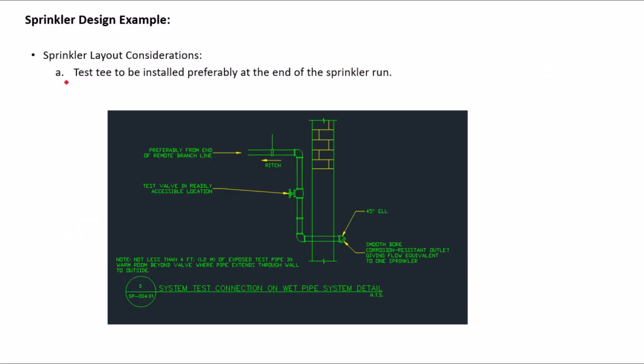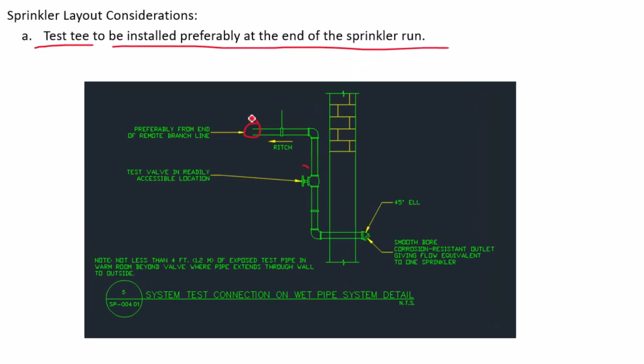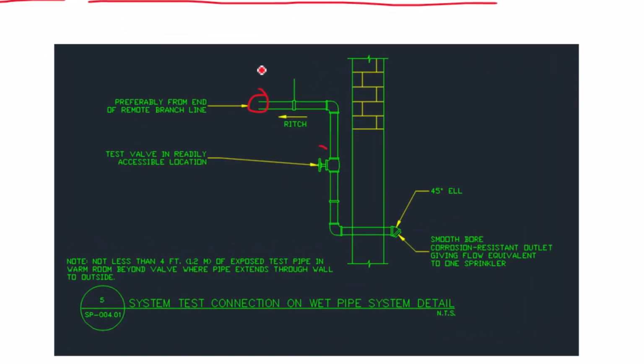So we're going to talk about the test tee, and that is to be installed preferably at the end of the sprinkler run. So this is the sprinkler system, and this would preferably be at the end of the sprinkler run, and you connect it to a test valve, and then this will be the test outlet right here, which is equivalent to one sprinkler. So the resistance is equivalent to one sprinkler. So you want to keep the piping upstream of the valve in a warm area so that the water that's in it will not freeze.